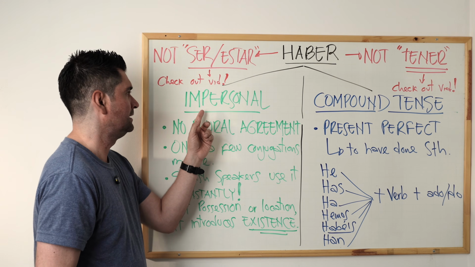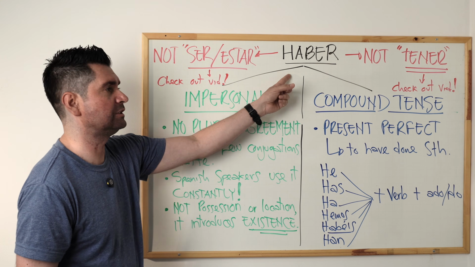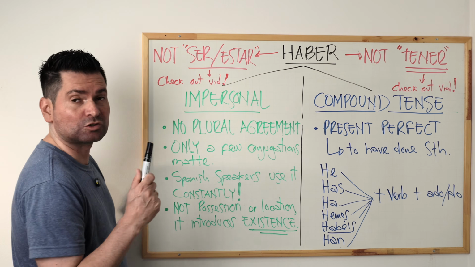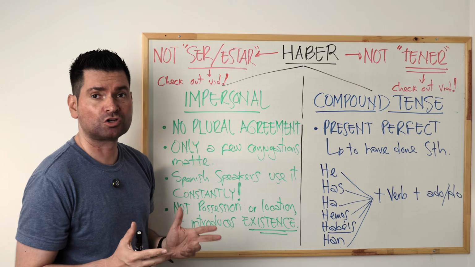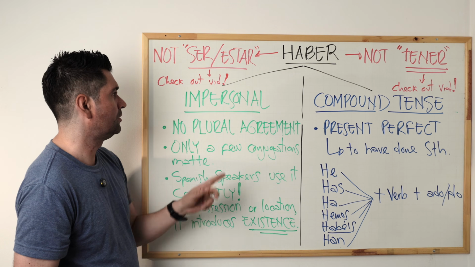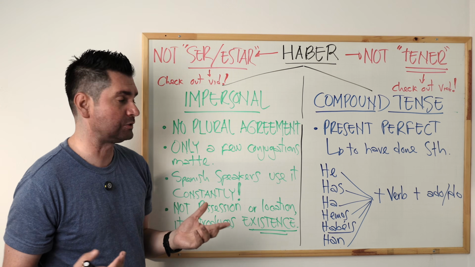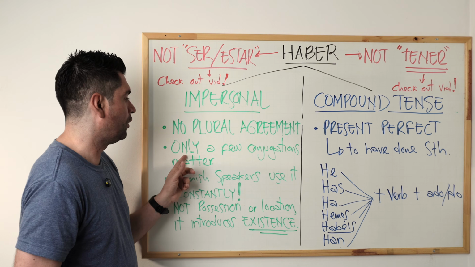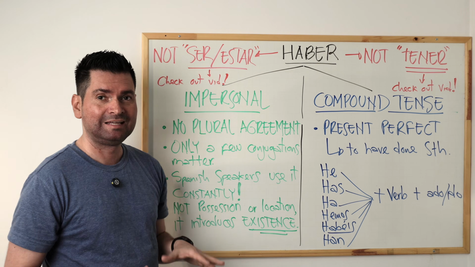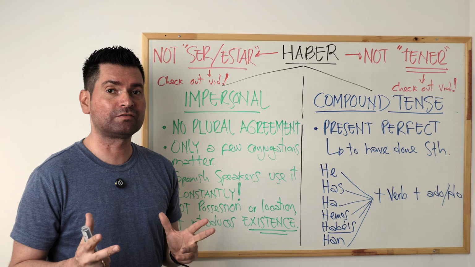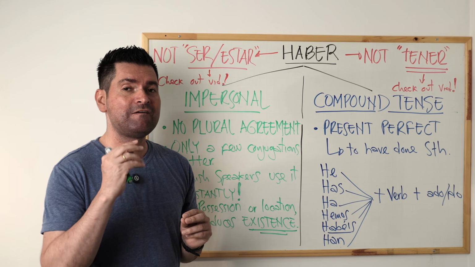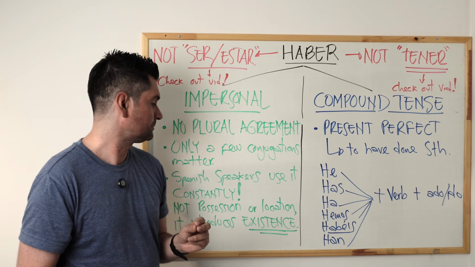On the other hand, the impersonal way of using the verb haber, some important ideas. There is no plural agreement. So there is no plural form of the impersonal one because it's impersonal. The next one, only a few conjugations matter. This is great news for all of us because you don't need to learn a lot of conjugations. You just need to learn very few words.